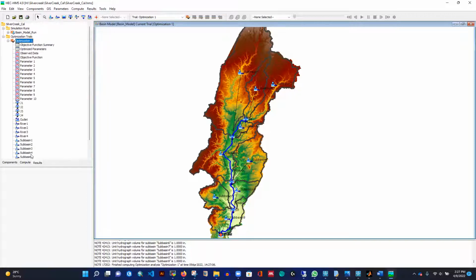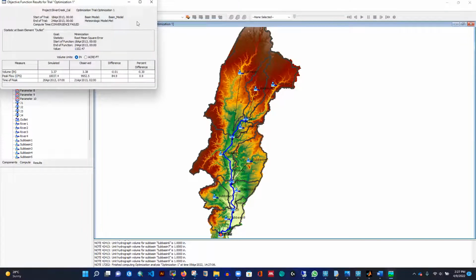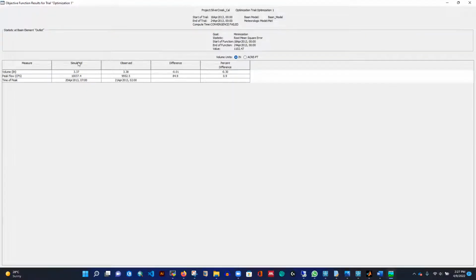So whatever we have, let's check the results. So let's see the objective function. The objective function we are getting here, see the simulated value is basically 3.37 and the observed value is 3.38. So it is pretty close, right? So the difference is nearly 0. And we have this percentage 0.3. It's pretty good. And see the observation, we have 10,000 and we have almost 10,000, right?